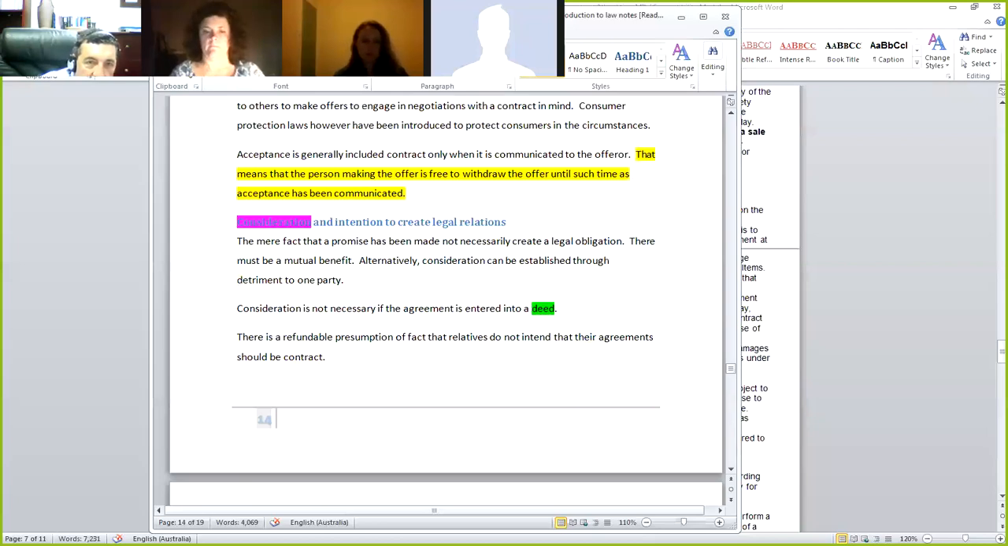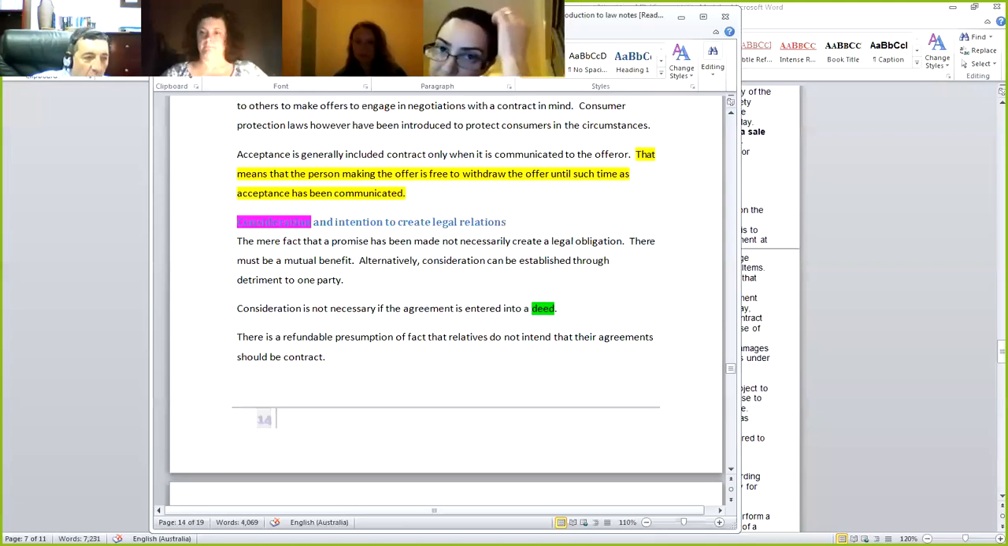And intention to enter into legal relations: the parties have to be serious that they want this to be an agreement which is legally binding. Now, there is a presumption that relatives don't intend their agreements to be in the form of a contract. So let's say a brother and sister are arguing over the dinner table and the brother says, all right, I'll take the rubbish out if you do the washing up. The brother then takes out the rubbish and the sister refuses to wash up.